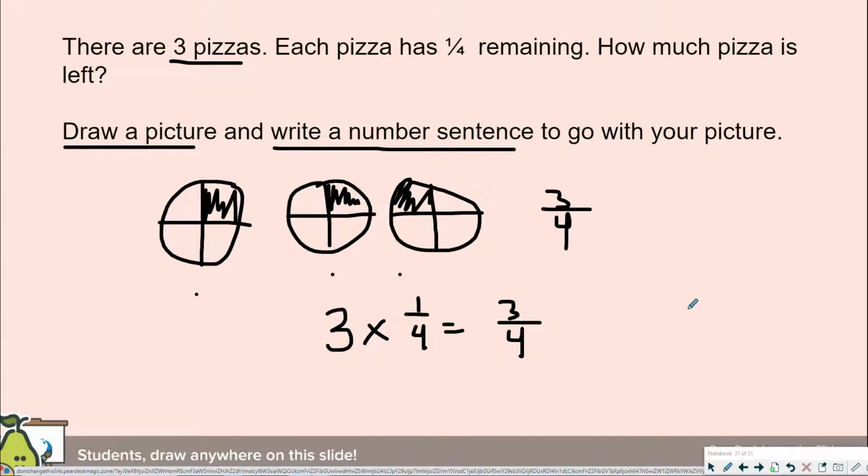Now, here's what I know about multiplying with fractions. I can multiply straight across. Numerator times numerator gives me a new numerator. Denominator times denominator gives me a new denominator. But right now, I have a whole number 3. So I want to figure out how can I turn that into a fraction and it still be equal to 3 wholes.